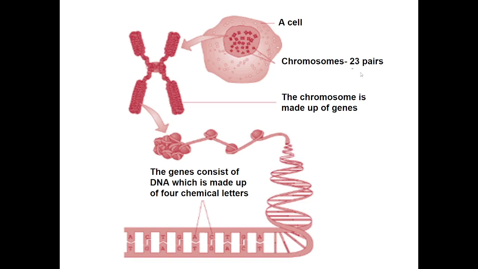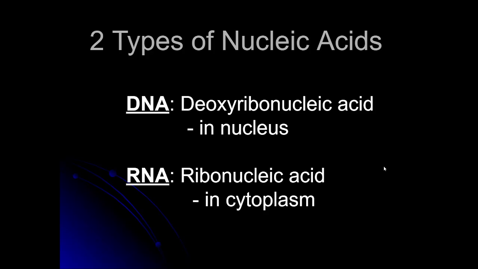A cell has 23 pairs of chromosomes with a total of 46 chromosomes. A chromosome is made up of genes, and the genes consist of DNA, which is made up of 4 chemical letters. The two types of nucleic acids: deoxyribonucleic acid, which is found in the nucleus, and ribonucleic acid, which is found in the cytoplasm.